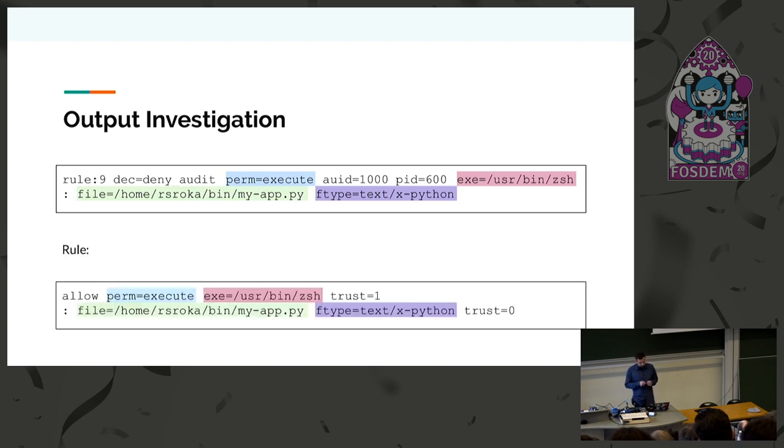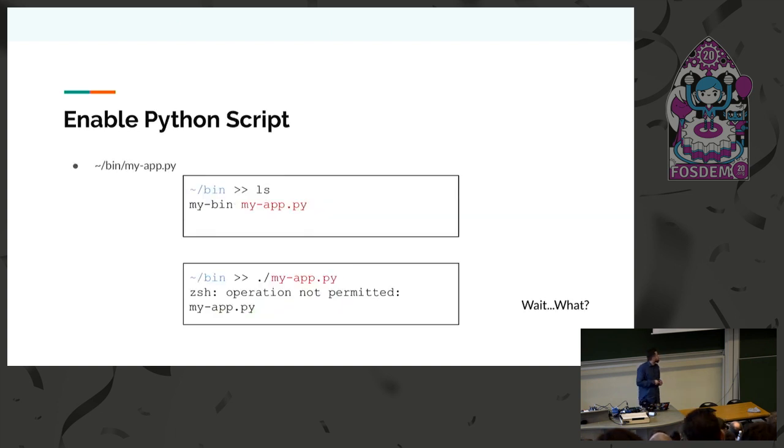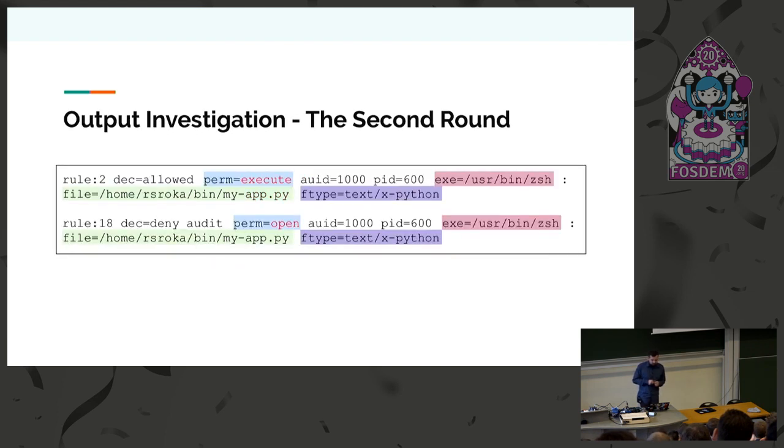So if we construct the rule, it is also very similar to the rule before. We can set trust 1 for the subject, and we should be able to run this Python application from zsh as we were able to before. But we are not able to. So let's start the second round of investigation. If we grep again in the output of FAPOLICYD, we will get 2 lines now. The first is allowed, permission execute. So the rule we put at the beginning of the rules file actually matched.